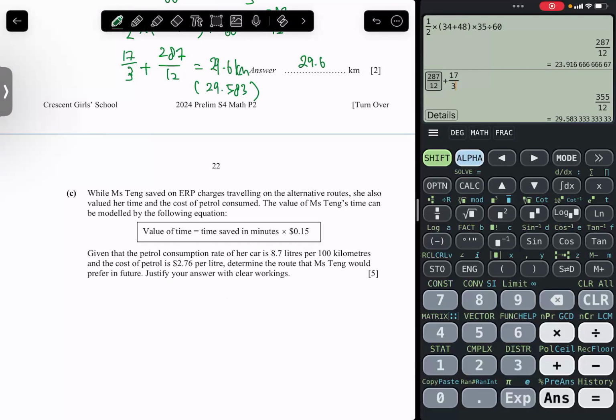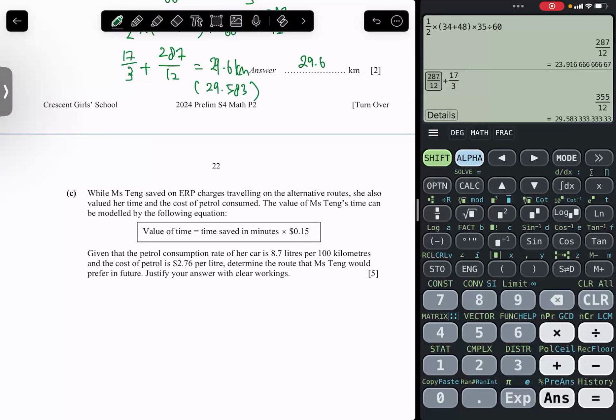Now while Miss Tang saved on ERP charges traveling on the alternative routes, she also valued her time and the cost of petrol consumed. The value of time can be modeled by the following equation: value of time equals time saved in minutes times 15 cents. Given that the petrol consumption rate of her car is 8.7 liters per 100 kilometers and the cost of petrol is $2.76 per liter, determine the route that Miss Tang would prefer in future. Justify your answer with clear working.